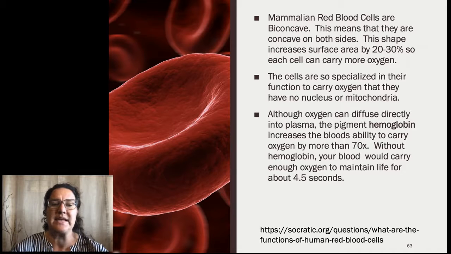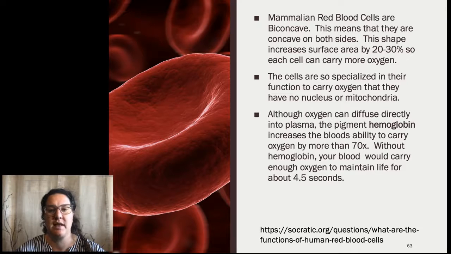So the primary role of red blood cells is to carry oxygen throughout the body, and they have the pigment hemoglobin, which increases the ability to carry oxygen by more than 70 times. Without hemoglobin, your blood would only be able to carry enough oxygen to maintain life for about 4.5 seconds. So really nothing at all.